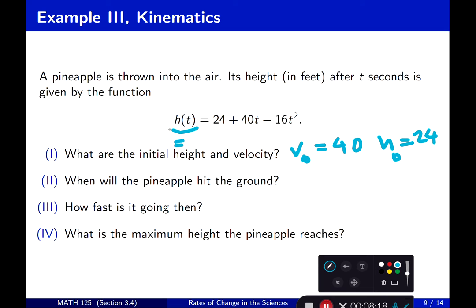So what you need to do to find when it's going to hit the ground is to find t such that h of t is equal to 0, and t has to be a positive value. So you set 24 plus 40t minus 16t squared equal to 0, and you solve. Then when you solve for t, you can plug that t back into the velocity function.